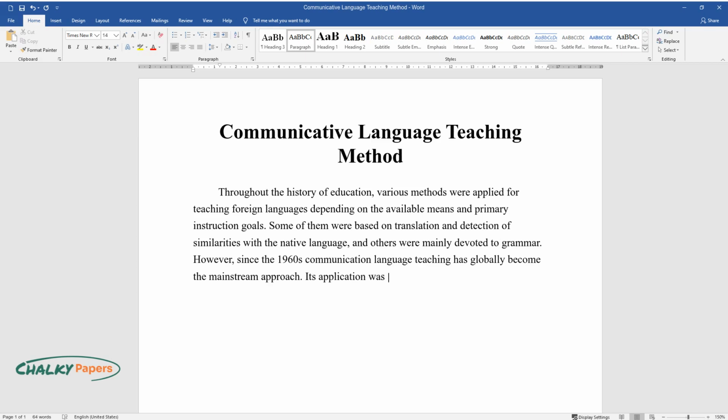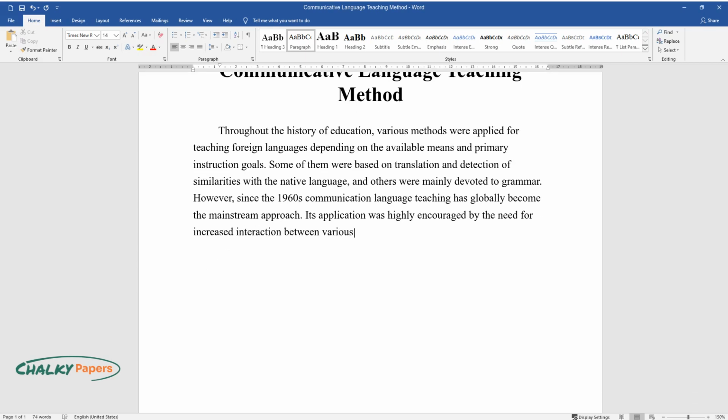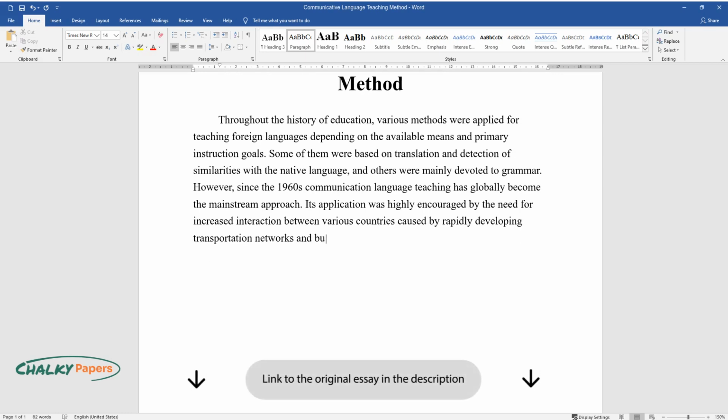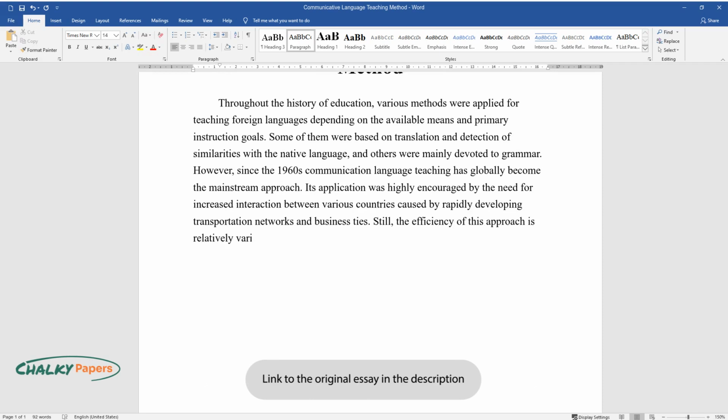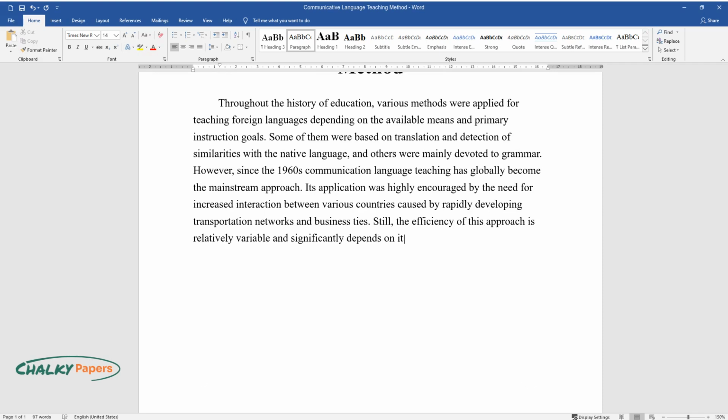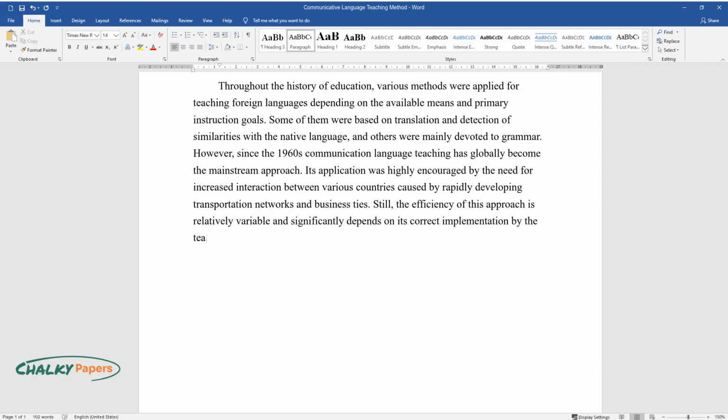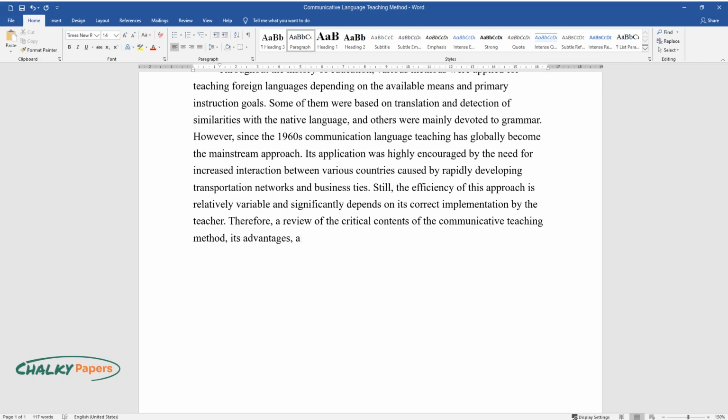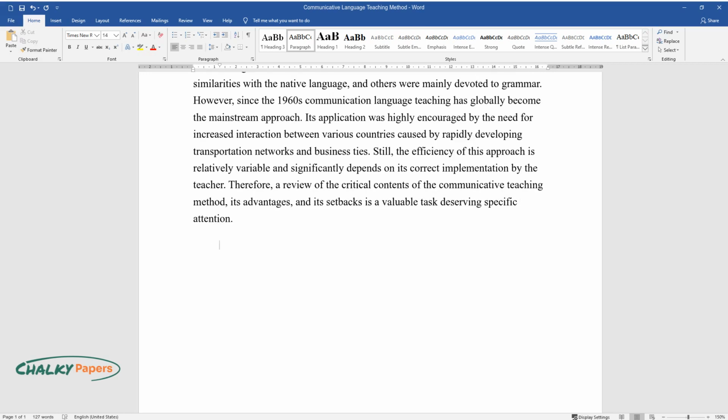Its application was highly encouraged by the need for increased interaction between various countries caused by rapidly developing transportation networks and business ties. Still, the efficiency of this approach is relatively variable and significantly depends on its correct implementation by the teacher. Therefore, a review of the critical contents of the communicative teaching method, its advantages, and its setbacks is a valuable task deserving specific attention.